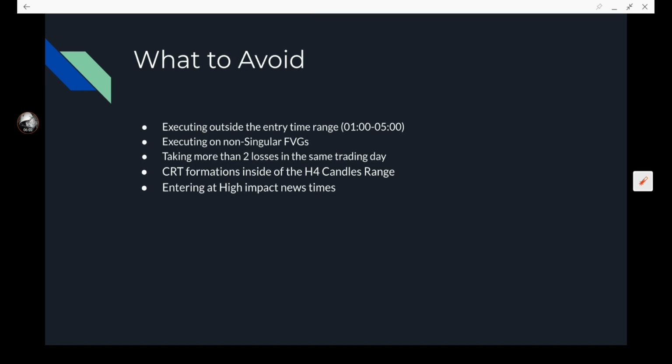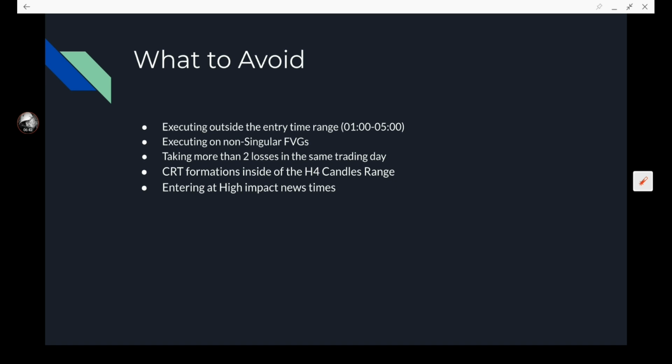Number 5, entering at high impact news times. I highly emphasize that you should not take trades just before high impact news events, because you will be stopped out and they will take more than what you have decided to risk on the trade. For example, if your stop loss is 20 pips, high news events might take you to 30 pips or to 40 pips, meaning you would have lost more than you intended to risk, and that can be detrimental to your trading success.